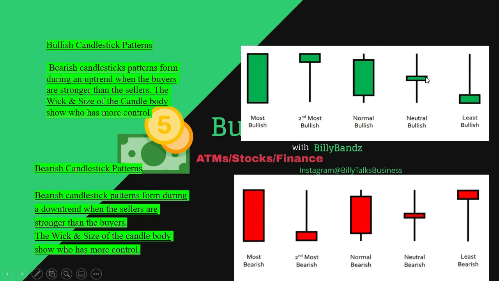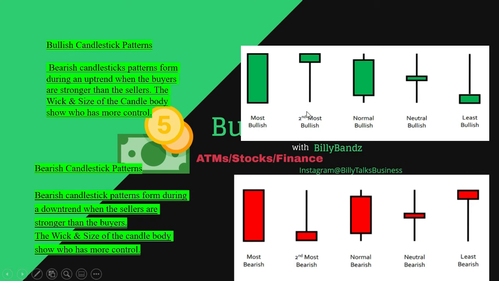This is neutral because we have the sellers and the buyers, and they're virtually at the same price point, the open and the close. There's really no one taking control here. And here, I would say the same thing. We're bullish, but we're not really very bullish. I would say this is more of a neutral candle as well, but we could say confidently that the buyers have more control in this candle than in the neutral candlestick pattern.